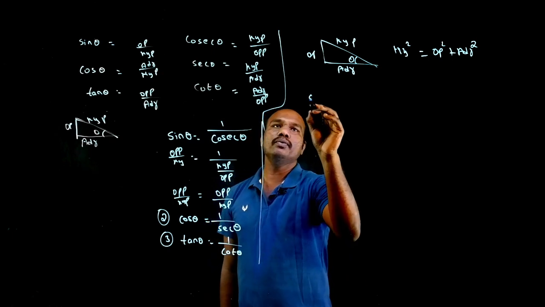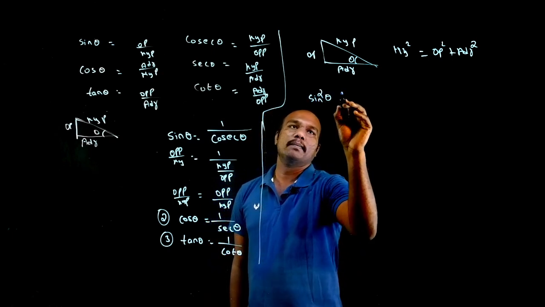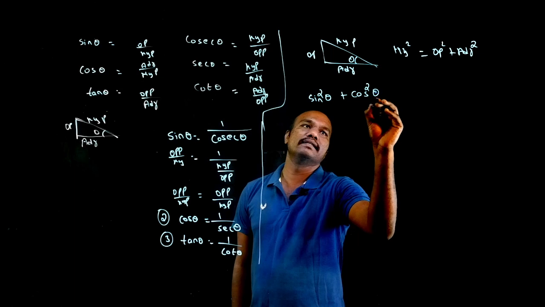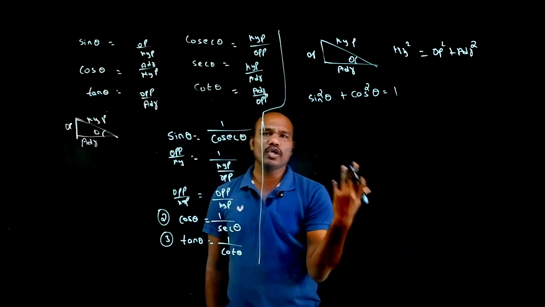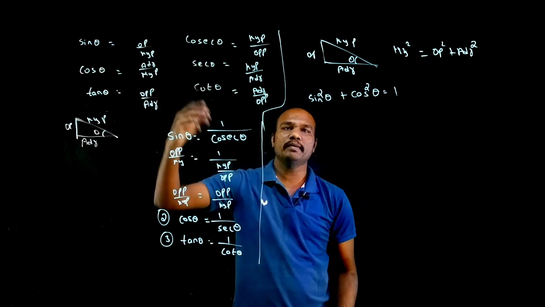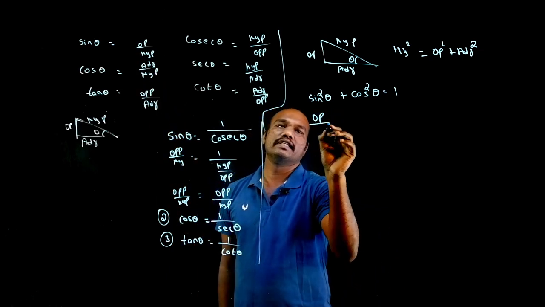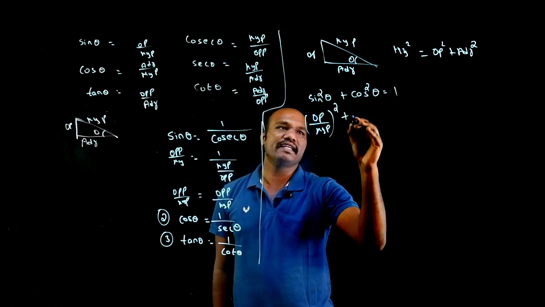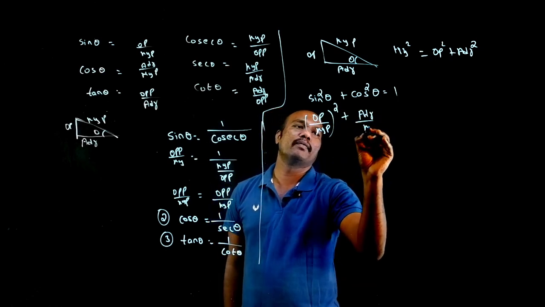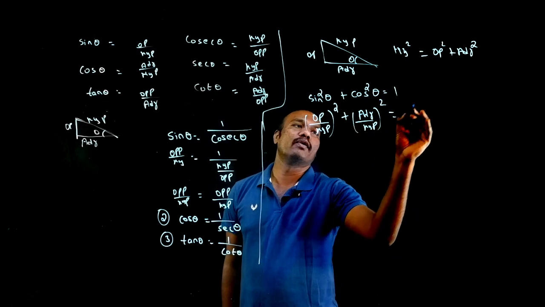So now prove sin square theta plus cos square theta is equal to 1. Can you prove this? How will you prove? What do we know about sin theta? We know that it is opposite by hypotenuse. So opposite by hypotenuse whole square plus cos theta, we know, adjacent upon hypotenuse whole square. That we have to prove as 1.